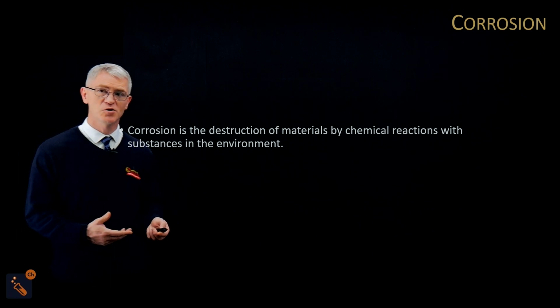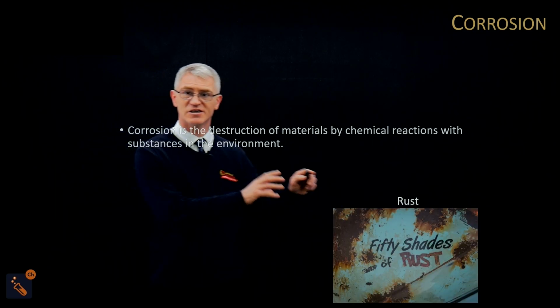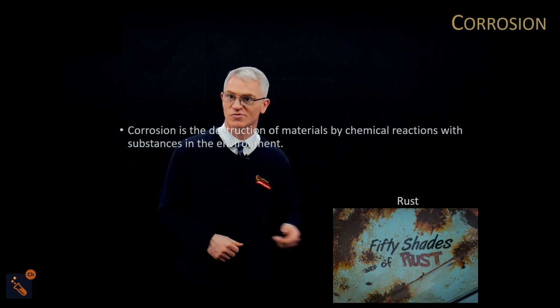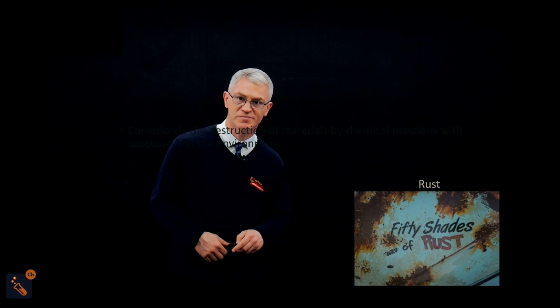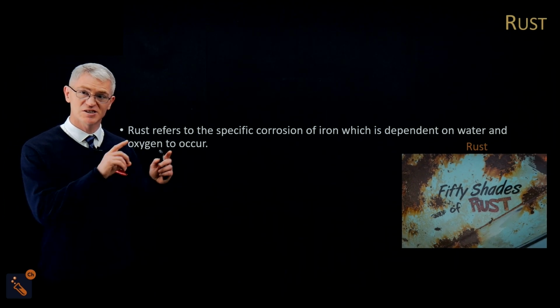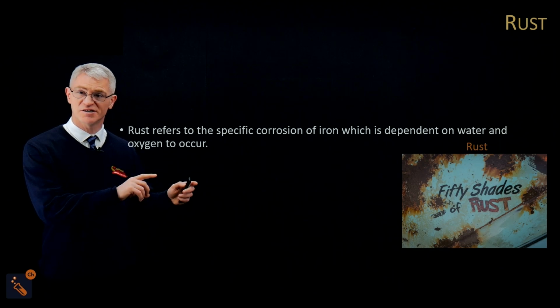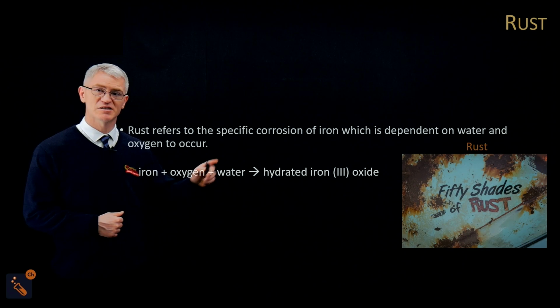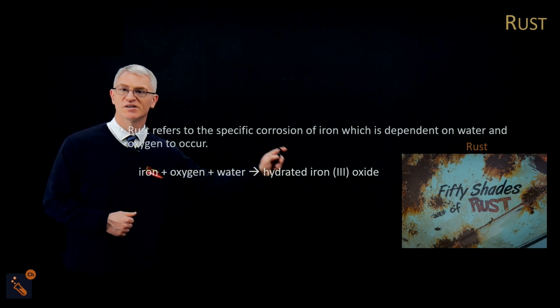Now, a specific form of corrosion that we all know about is rust, because bikes rust, for example, chains, when you have them go all kind of orangey brown. Now, if that is the case, okay, rust is a specific corrosion of iron. That means iron is added to oxygen and water, and we make this thing called hydrated iron 3 oxide.